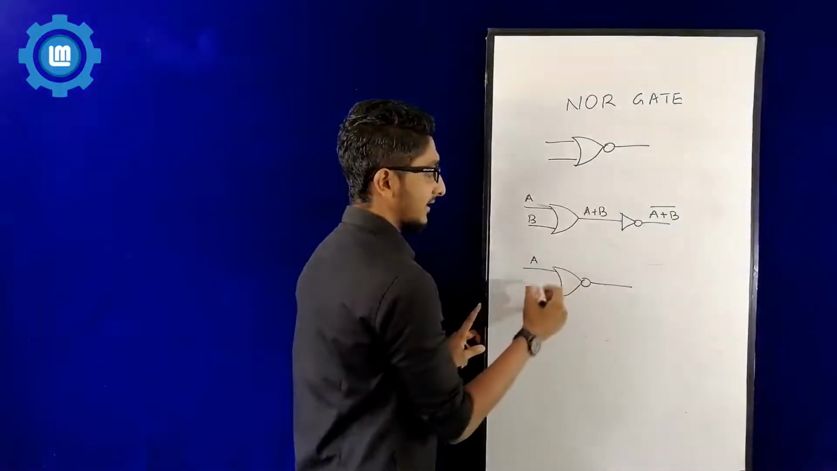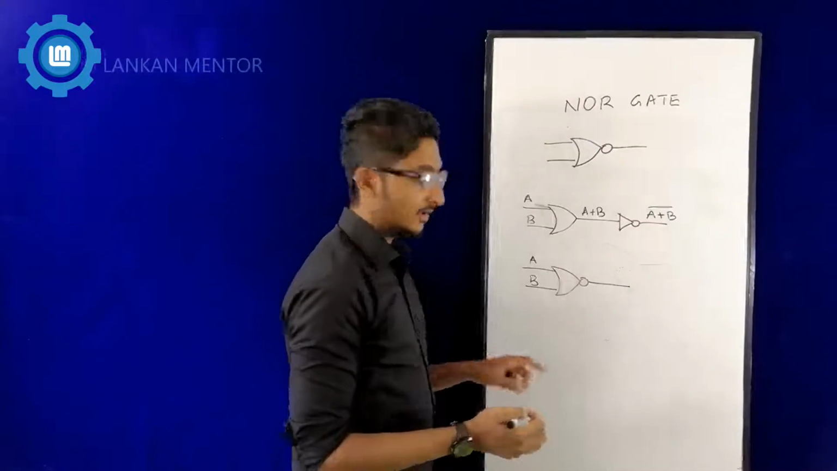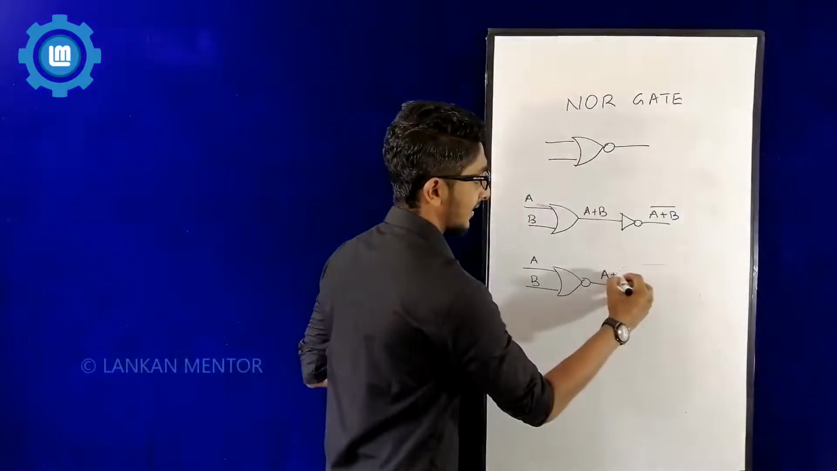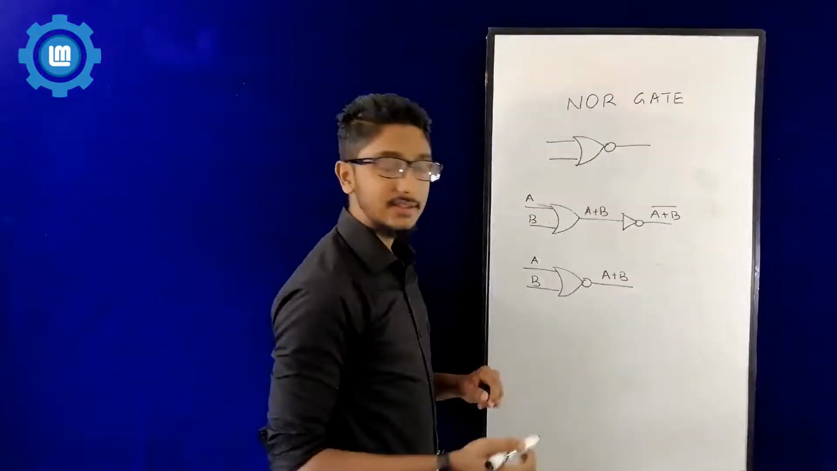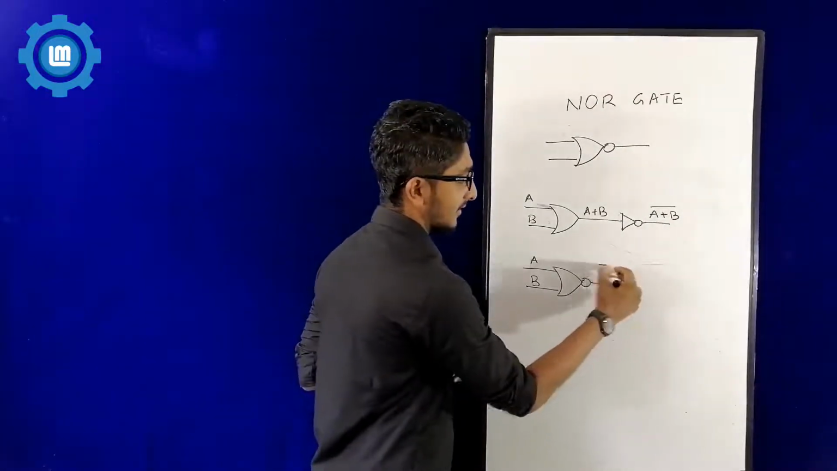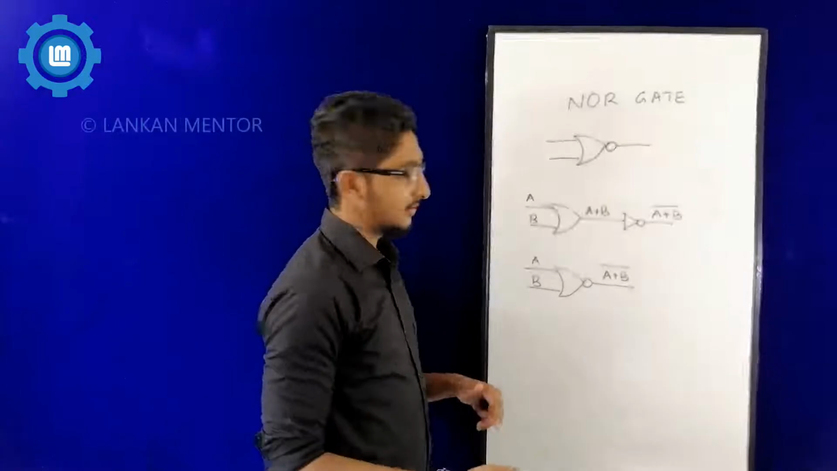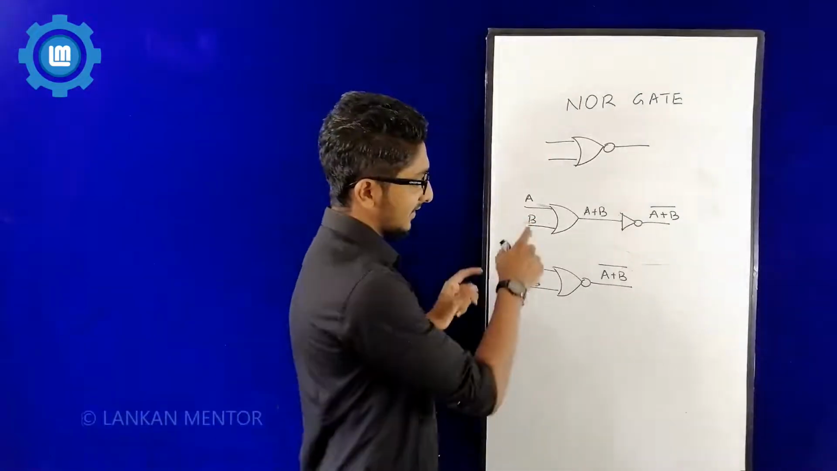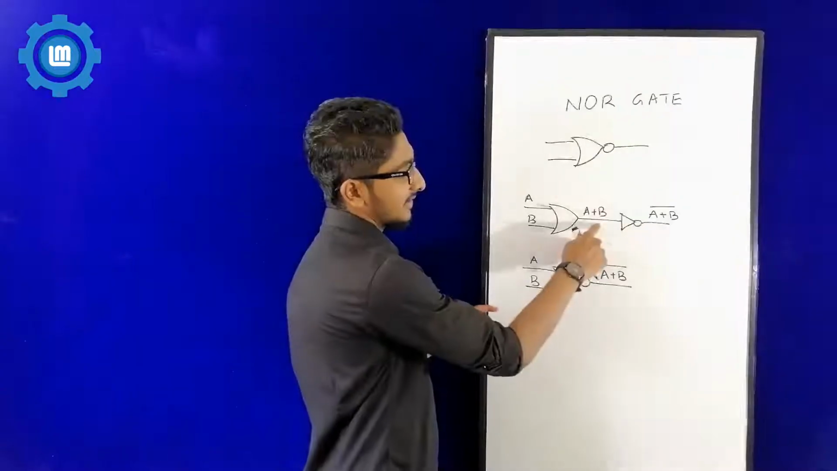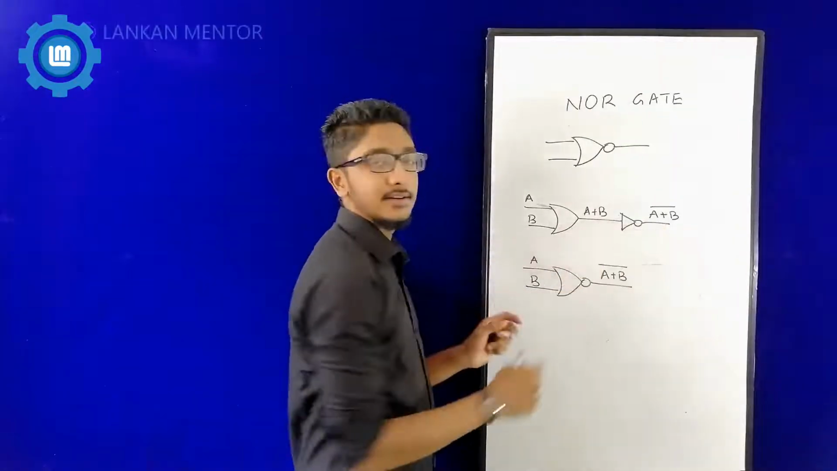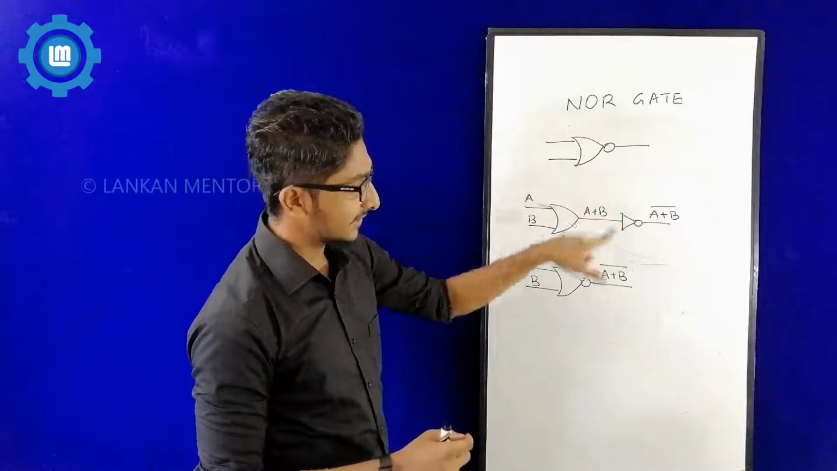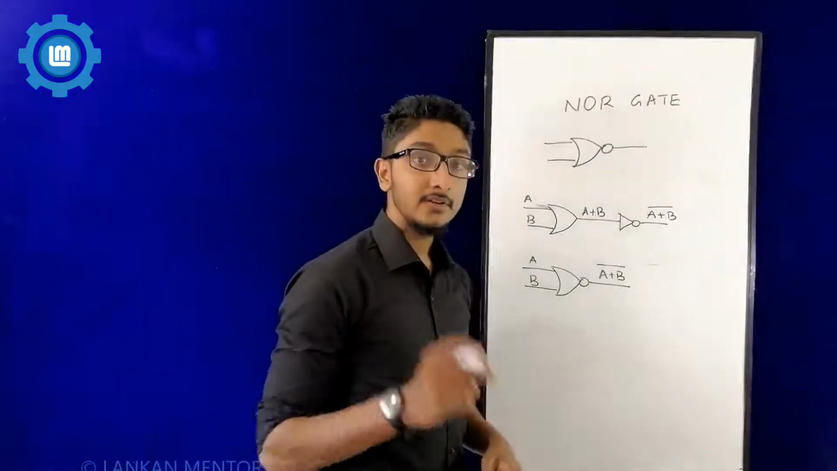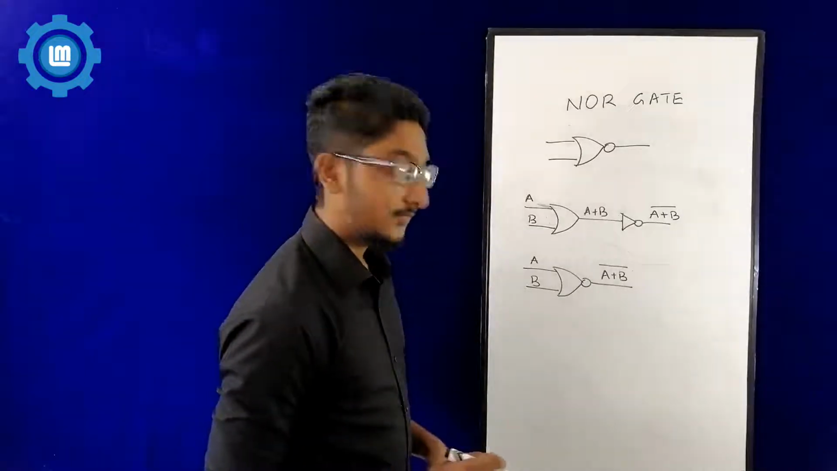Now if you put A here and B here, first you do the addition part, A plus B, and then you take the NOT part, so (A plus B) bar. A and B are added and then you take the complement. But those two steps are done in a single step here. Now we look into the truth table of the NOR gate.